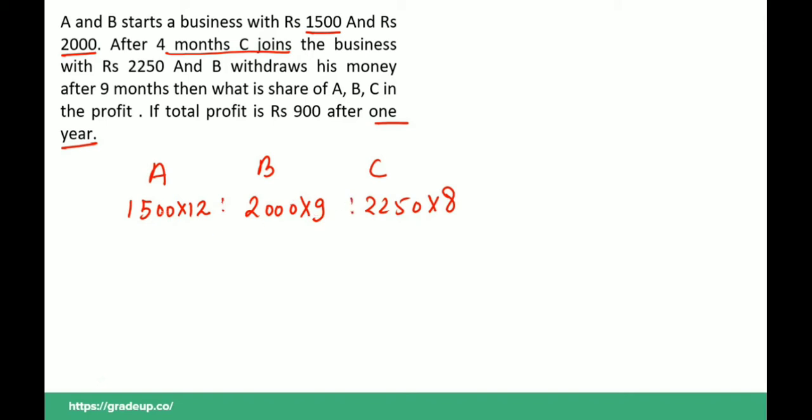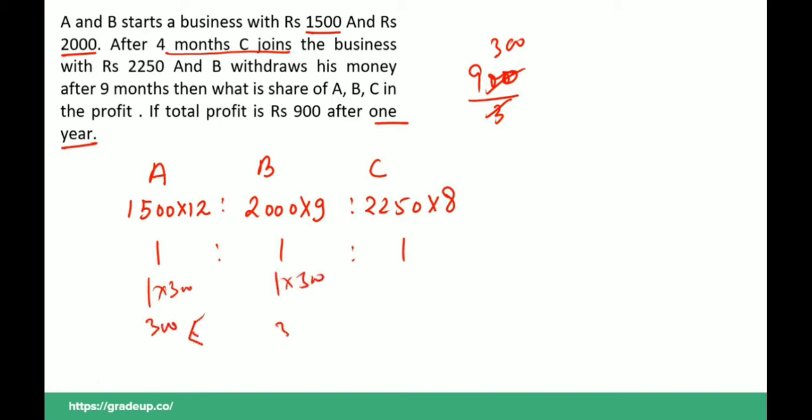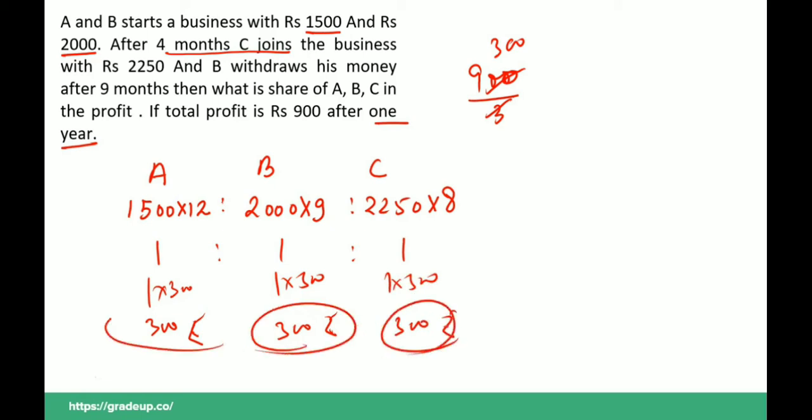So after solving this, what will we get? We will get 1:1:1. Now, you can easily distribute this 900 rupees in 1:1:1, that is 3, that is 300. So this should be 300 rupees, this should be 300 rupees, this should be 300 rupees. So their profits are 300, 300 and 300. I hope this point is clear to all of you.